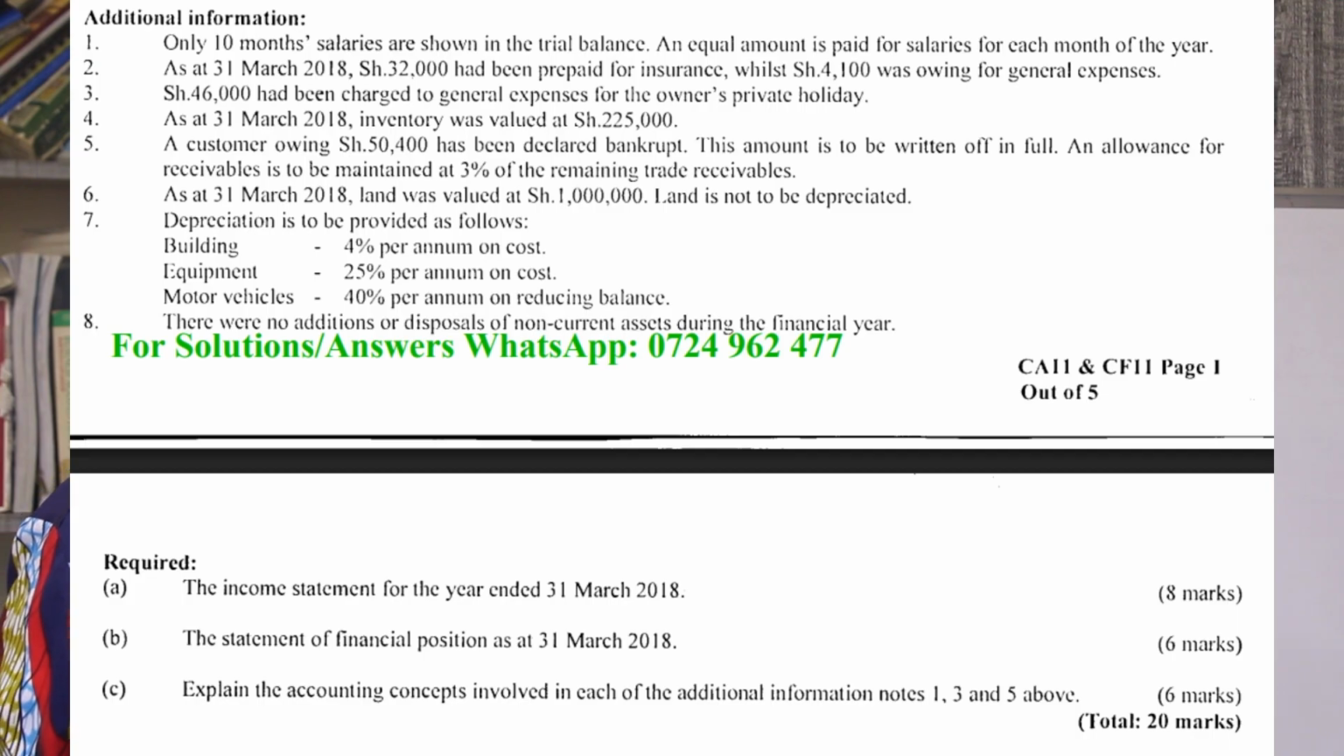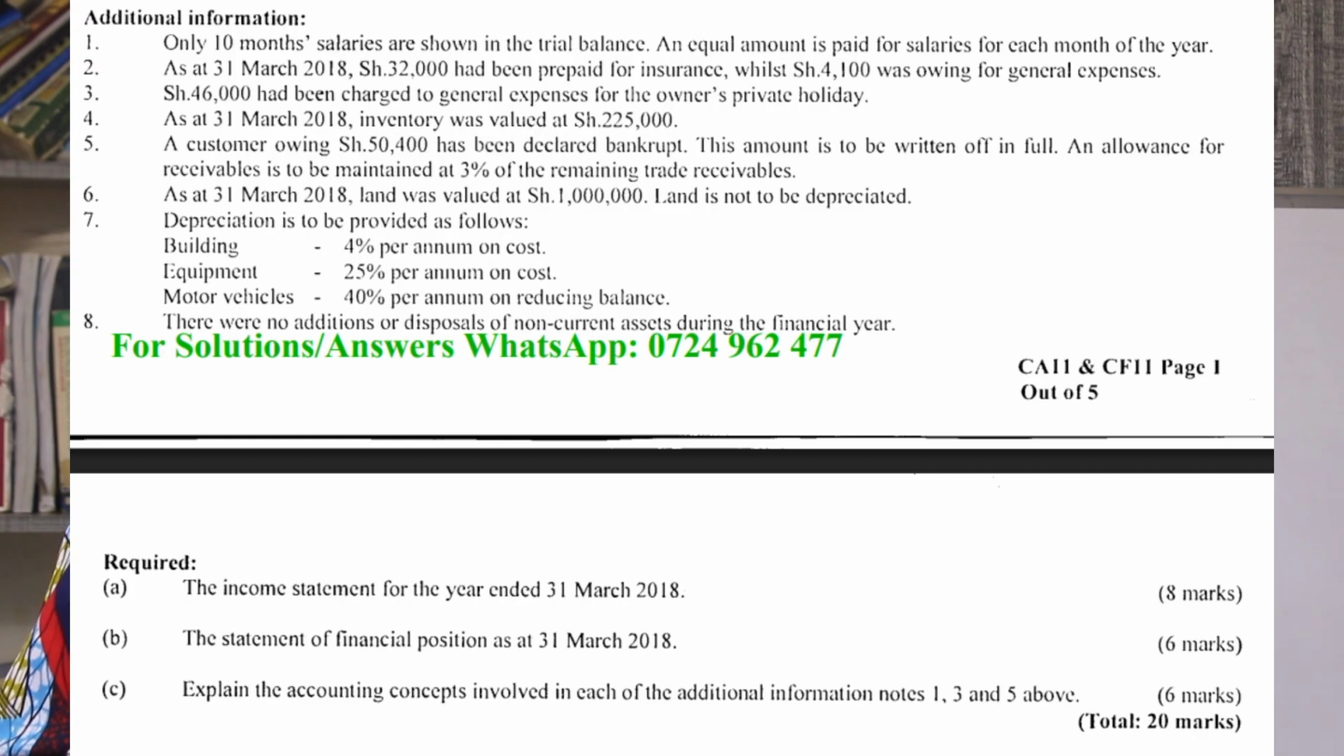Number two, as of that 1st March 2018, 2,000 shillings had been prepaid for insurance. So for insurance, you subtract that 2,000, the balance you take to the income statement as an expense, and that 2,000 becomes a prepayment, which is a current asset. Whereas 4,100 was owing for general expenses. And therefore you take the general expenses, add 4,100 and then record general expenses payable amounting to 4,100. Then 6,000 had been charged to general expenses for the owner's private holiday.